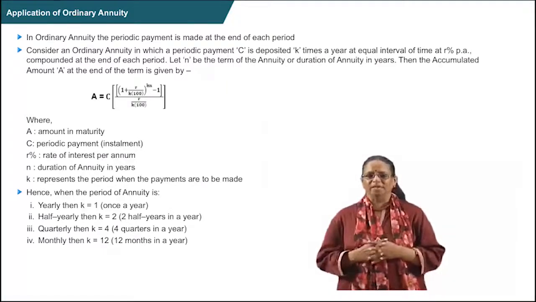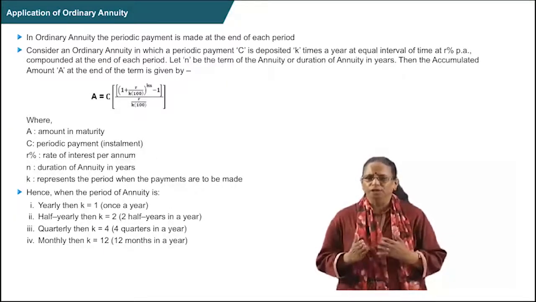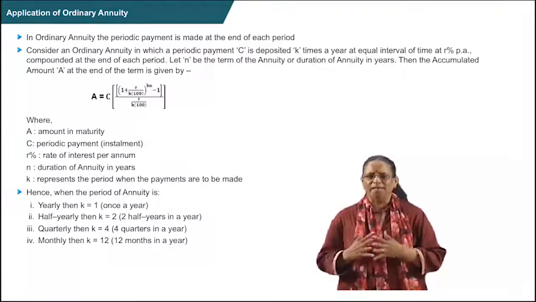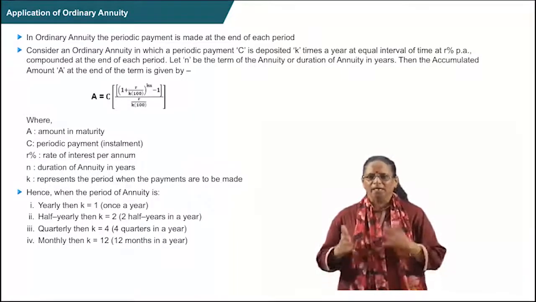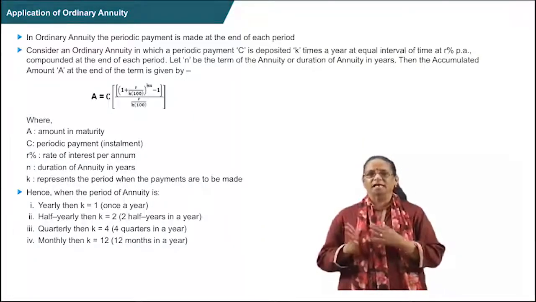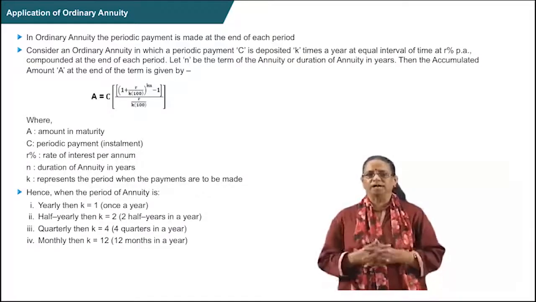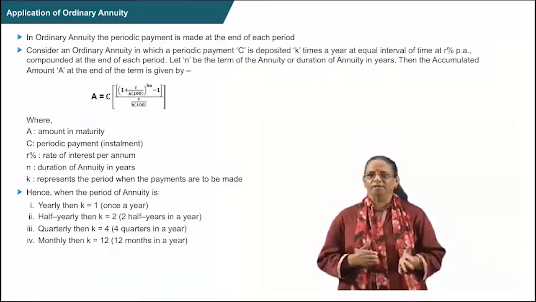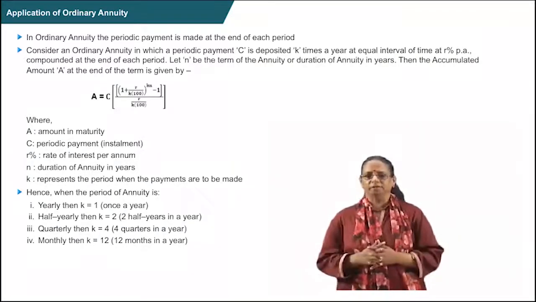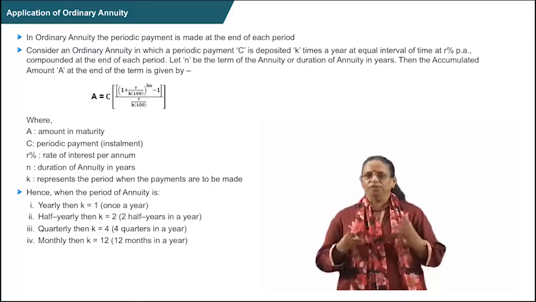It is given as A = C into [(1 + R/(K×100))^(Kn) − 1] divided by [R/(K×100)], where A stands for amount in maturity, C stands for periodic payment installment, and we know R% means rate of interest per annum. Small n stands for duration of annuity in years, and K represents the period when the payments are to be made. Now here we need to make a note of the following.